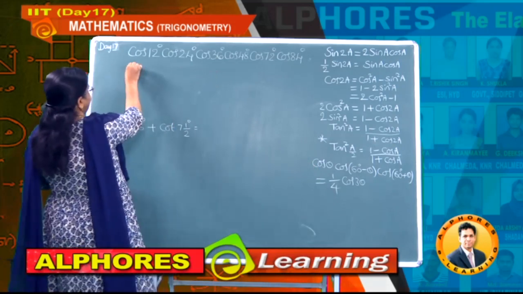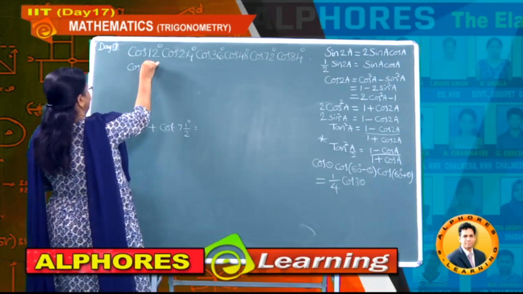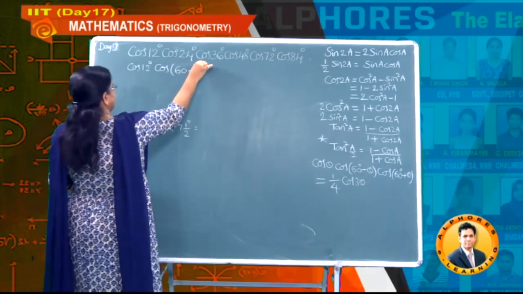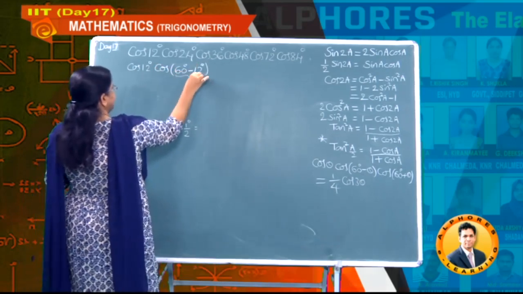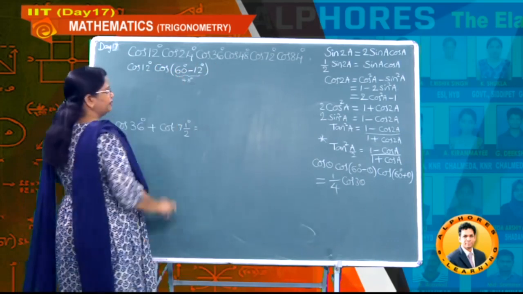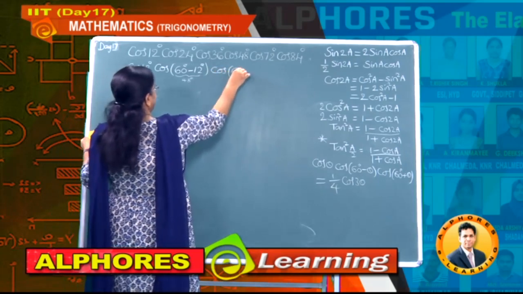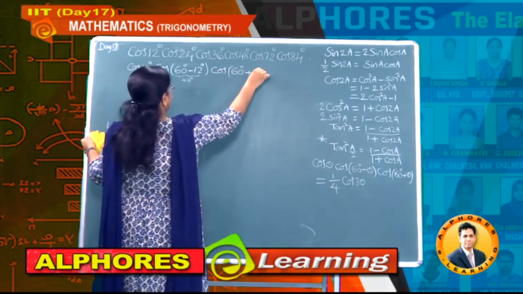One is which one here? Cos 12 degrees, and the other one is cos of 60 minus how much? 12 degrees, okay. And what is this value actually? 48, right. And next value is cos of 60 plus 12 degrees. So we got one set.